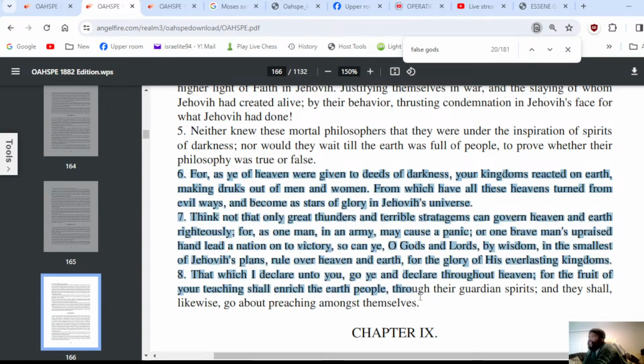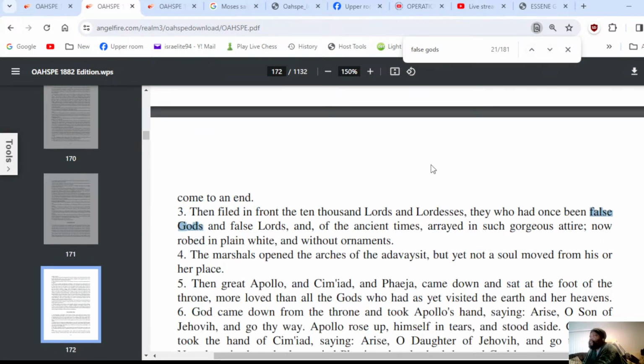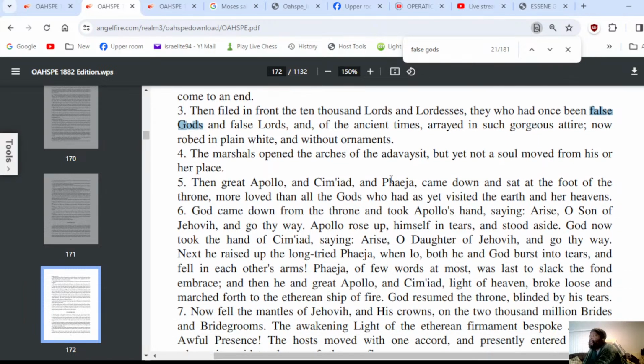So you can read this. I'm running out of time. You can read that. I want some good verses on false gods. Some good, powerful ones.